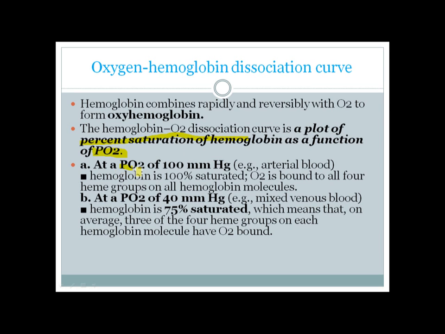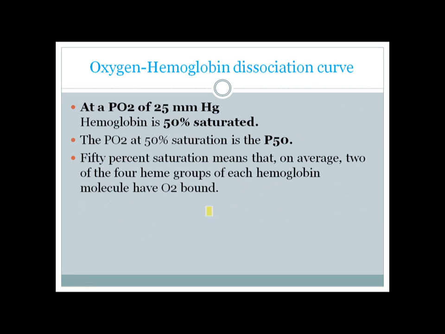Suppose someone has a partial pressure of oxygen of 100 millimeters of mercury in his or her arterial blood. At this partial pressure of oxygen, the hemoglobin is about 100% saturated. It means that all four hemoglobin moieties in a single hemoglobin molecule are bound to oxygen. At a partial pressure of 40 millimeters of mercury, which can be found in the blood coming from the tissue to the lungs, the hemoglobin is about 75% saturated. So 3 out of 4 hemoglobin moieties have oxygen.